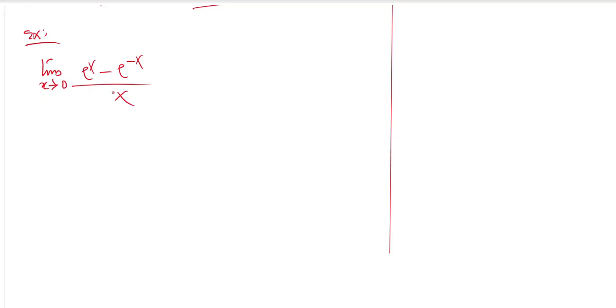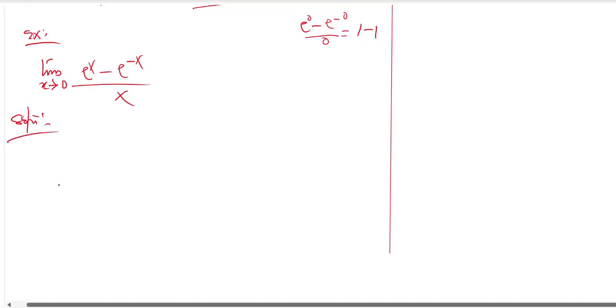Let's try direct substitution and see if that will work. As x approaches 0, we are going to have e to the power of 0 minus e to the power of minus 0 all over 0. So this will give us 1 minus e to the power of minus 0, which is still 1, so 1 minus 1 all over 0, and 1 minus 1 is 0, all over 0, which gives us an indeterminate solution. So let's go ahead and break this further.